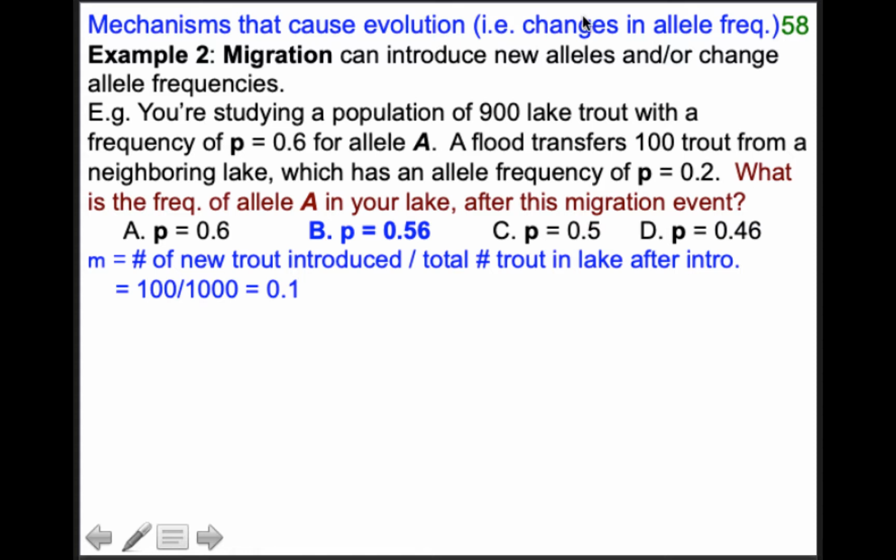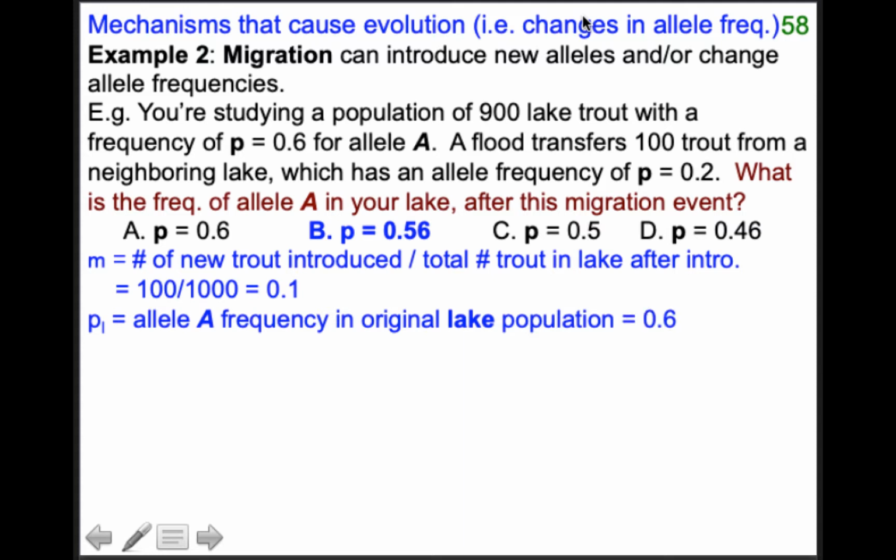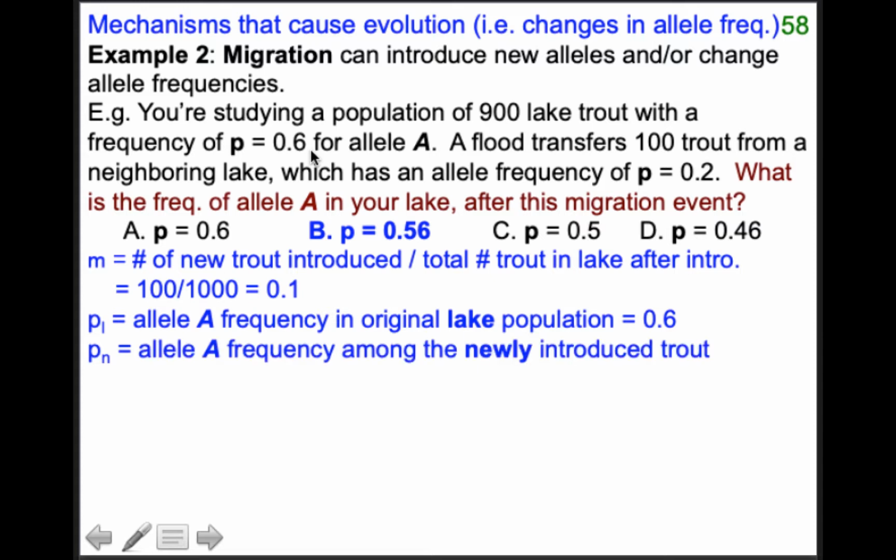Now let's define the remaining variables and symbols we're going to use in our formula and calculation. I'll show you the formula in a little bit, but first let's figure out what these variables are. pL is the allele frequency of big A in our lake population, which is 0.6. In the original lake population, the p-value is 0.6 before migration happened. pN is the allele frequency of the trout population that these trout migrated from, which was 0.2.